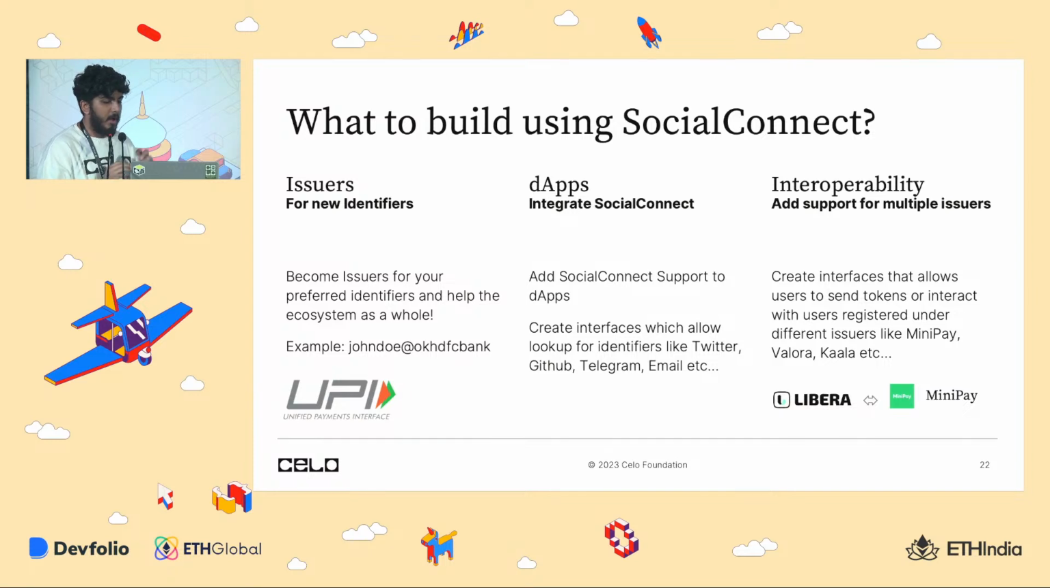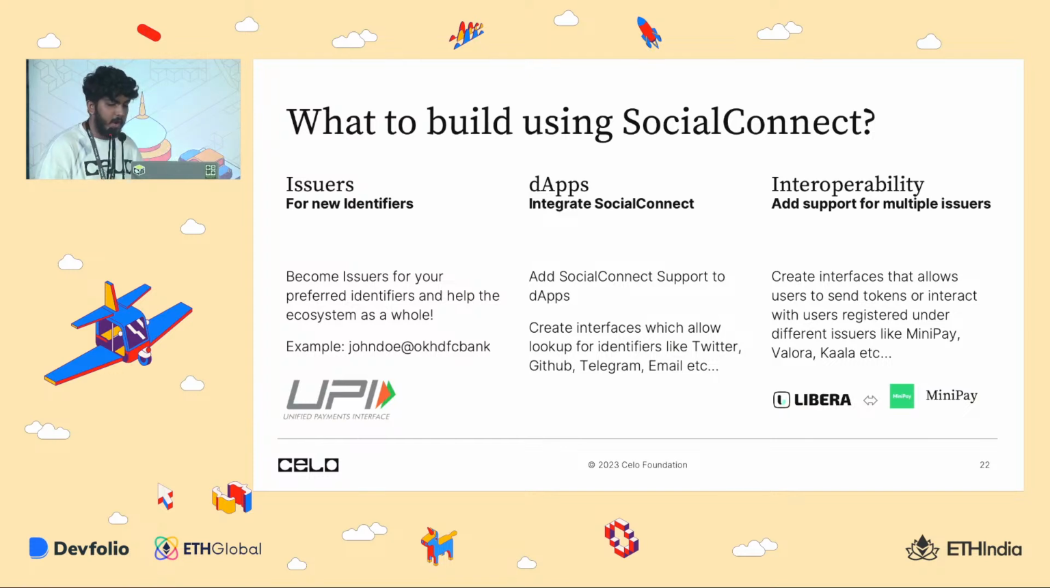You can also integrate Social Connect in existing dApps which don't support it. That's also something that you can do. You can add support for, let's say, GitHub on an app where people can just sign in with GitHub, and then they can send and do transactions with GitHub usernames.